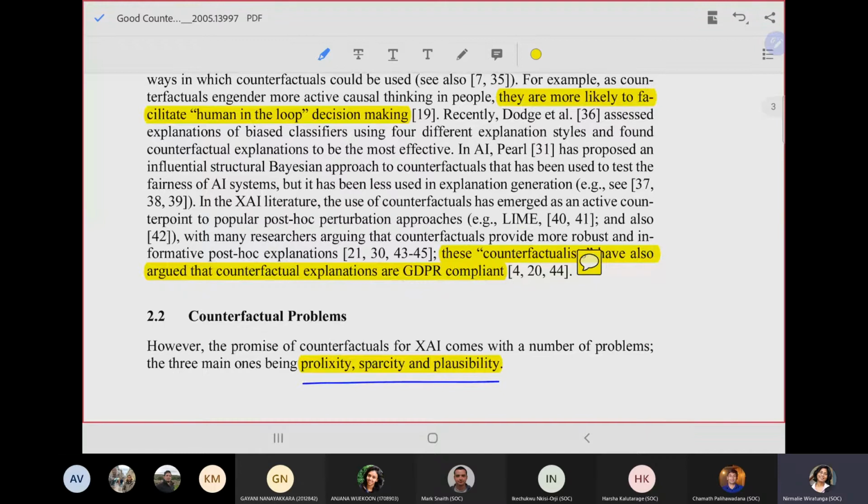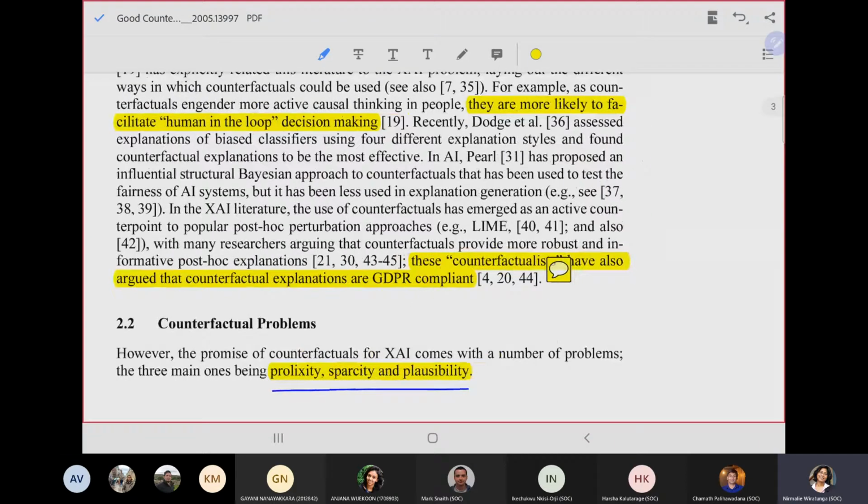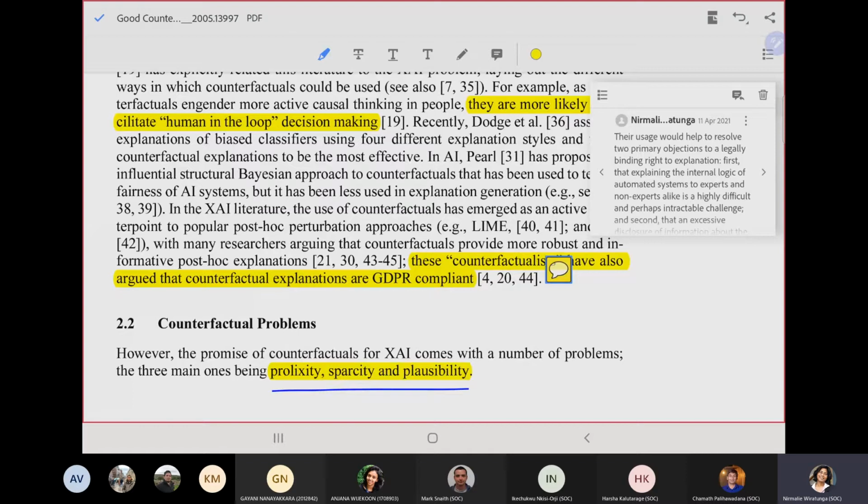In the beginning of the paper, they say one of the advantages of counterfactuals is that they are very close to this GDPR compliance issue. Although the paper doesn't explain clearly what they mean by this, there's another paper written by researchers from Harvard Law School, and they provided some interesting points, which I thought I should highlight here.